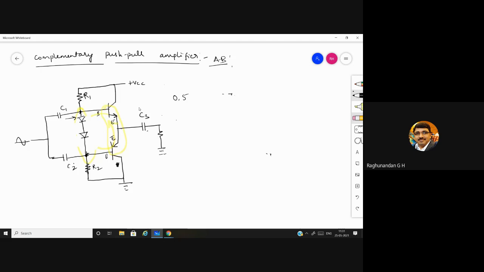Right. So we have discussed individually 0.7, 0.7, but when you consider the total drop across this, it will be 1.4. So that's why we are going to use two diodes, since each diode is having 0.7 voltage drop. Now, by exactly matching this diode drop with each transistor, the diode is having a drop of 0.7 and the base emitter voltage is also having 0.7.